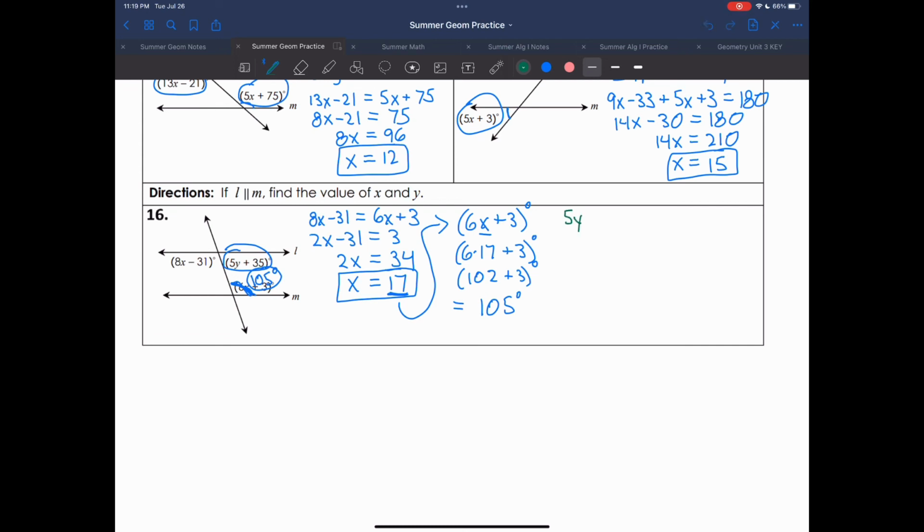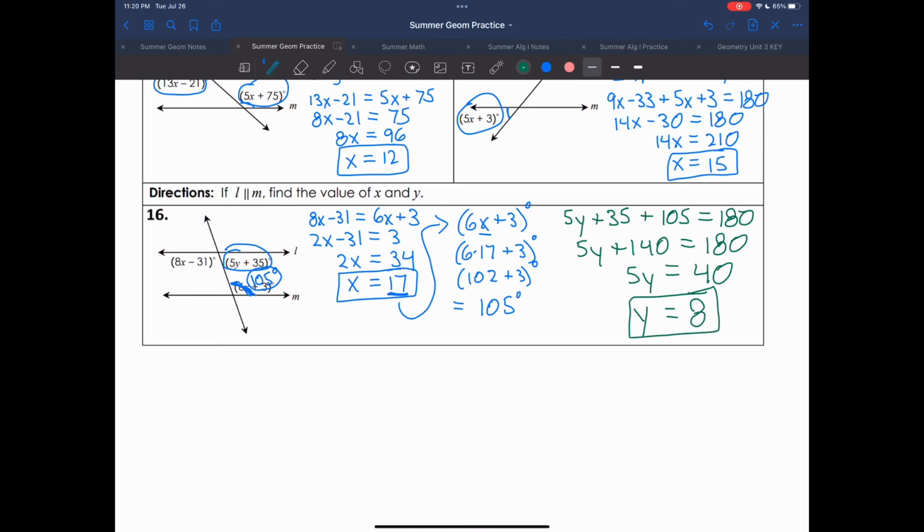So let's do 5y, which kind of looks like an x, 5y plus 35, and add to that 105, the angle we just found, and we know those have to add up to 180. Let's go ahead and solve. 35 plus 105 is 140, so we get 5y plus 140 equals 180. Let's subtract 140 from both sides, so we get 5y equals 40. And then divide both sides by 5. We get y equals 8. That would be our second solution.